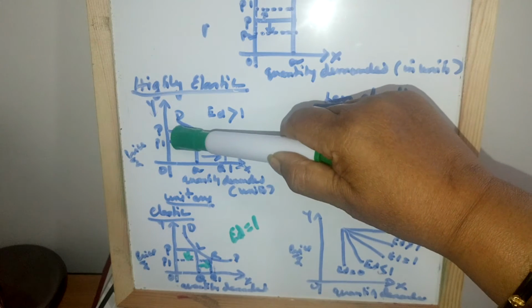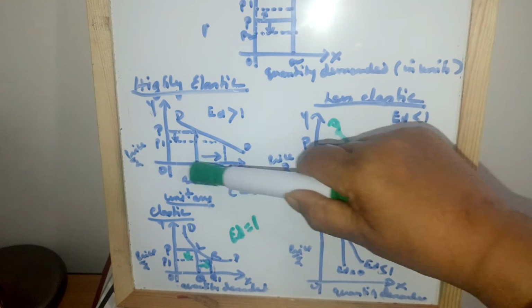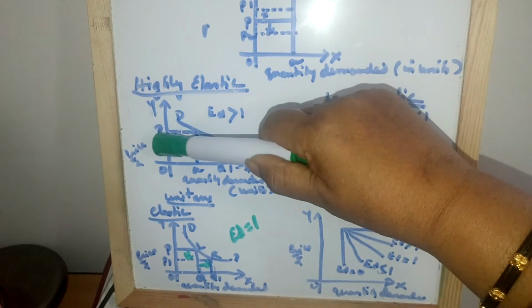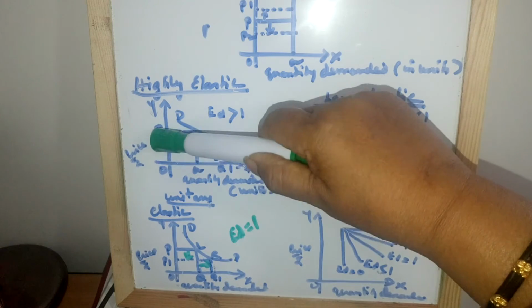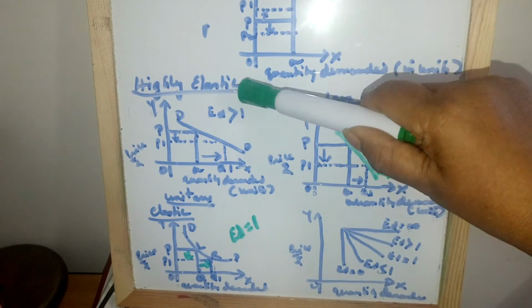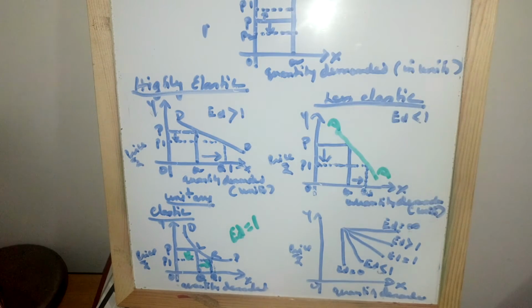So here you can see the change in price is less than the change in quantity demanded. So even for a small decrease in the price, you find more quantity is demanded. That is what is meant by highly elastic. So ED is greater than 1.